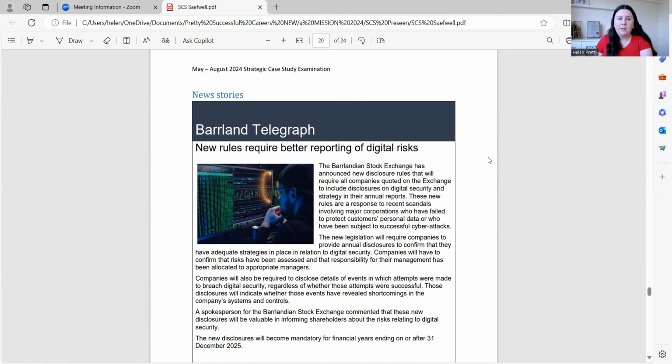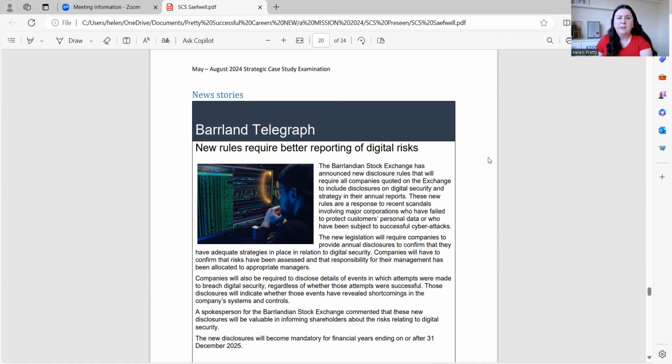Companies will have to confirm that risks have been assessed and that responsibility for their management has been allocated to appropriate managers. Companies will also be required to disclose details of events in which attempts were made to breach digital security, regardless of whether those attempts were successful. Those disclosures will indicate whether those events have revealed shortcomings in the company's system and controls.